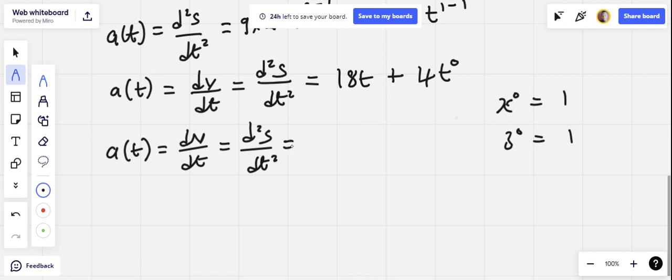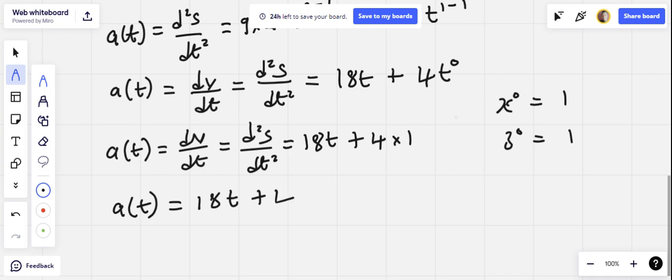So therefore, our instantaneous acceleration, which is dv/dt, or d squared s by dt squared, equals 18t plus 4 times 1. That's t raised to the power of 0 is 1. So the expression representing our acceleration will now be what? 18t plus 4.